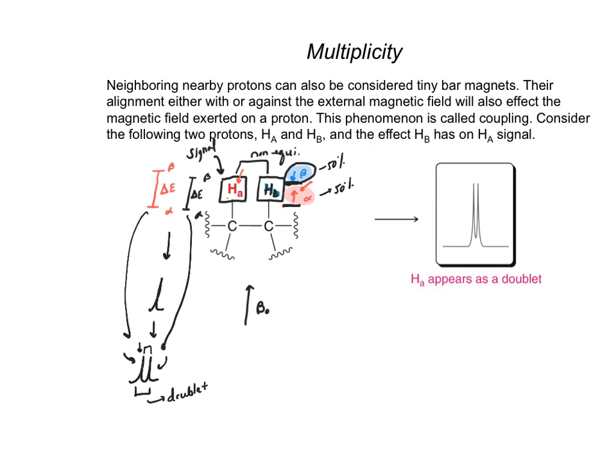Just note that here, HA, whose signal is being split, was nearby only one non-equivalent proton. And when we are nearby only one non-equivalent proton, we end up getting two peaks as a result. And again, that two-peak pattern is called a doublet.